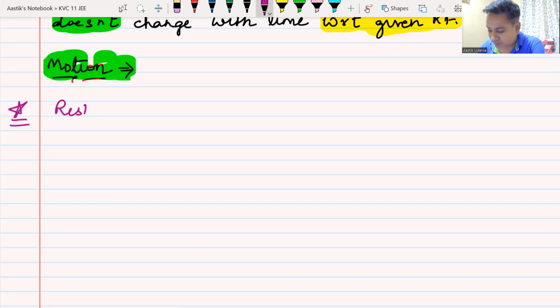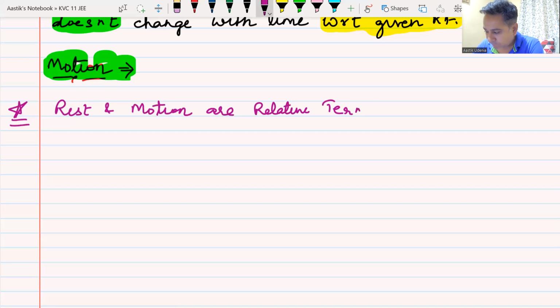Rest and motion are what type of terms? Rest and motion are relative terms. What do you mean by this word relative? Everything in this universe is relative. Nothing is absolute. Albert Einstein said this. What do you mean by this relative term here in this definition?